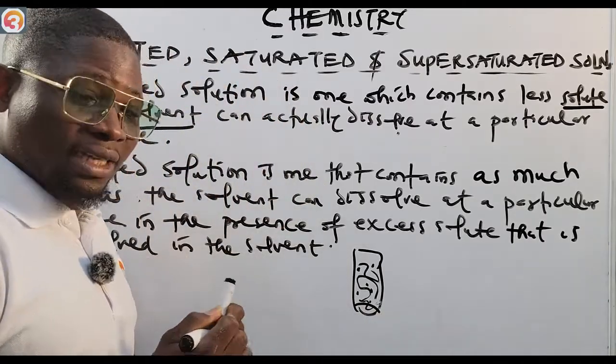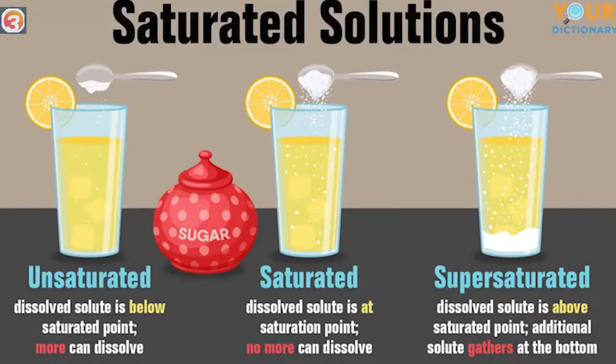Now I'm showing you that picture again. You will see that for the saturated solution, the particles of the solute are pronounced. You can see them, but they did not gather at the bottom of the container. But for a supersaturated solution, you will see very clearly that it has become saturated, and adding more solute will only lead to the particles settling at the bottom of that container.